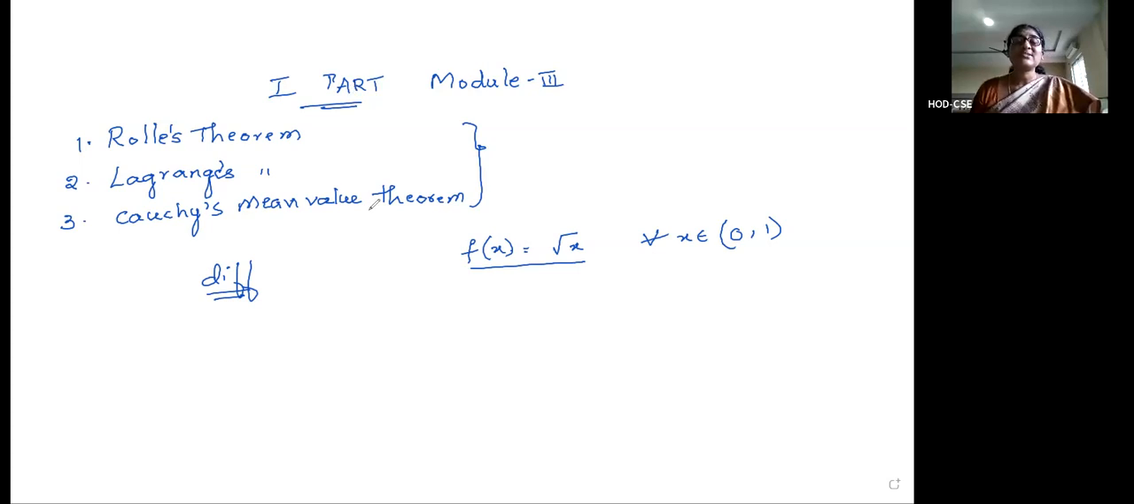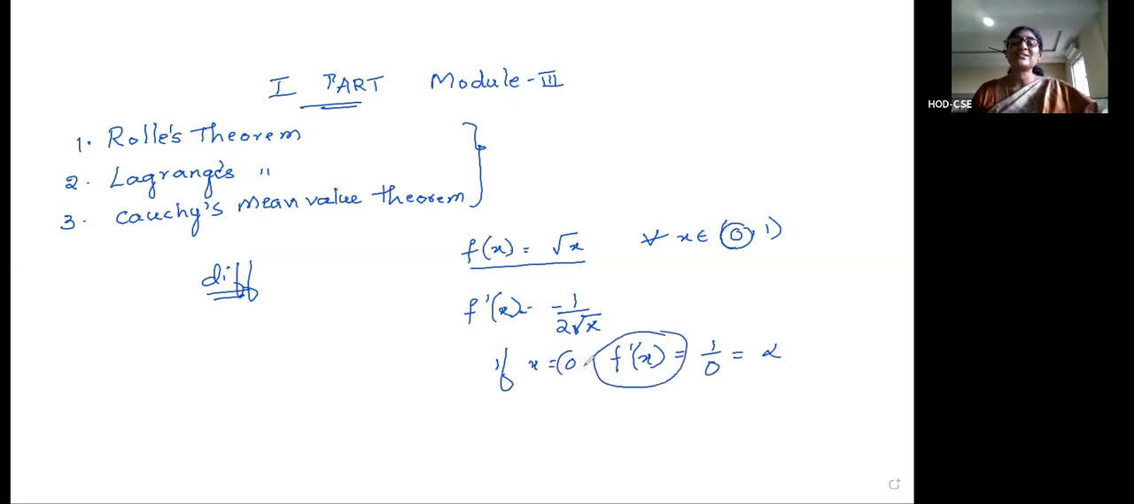That means, what is f dash of x? F dash of x is equal to minus 1 by 2 root of x. Okay, you all know that if x is equal to 0, what happens? f dash of x will become 1 by 0, which is nothing but infinity. So here the derivative does not exist at x is equal to 0.